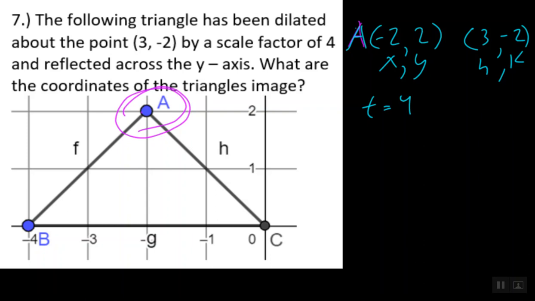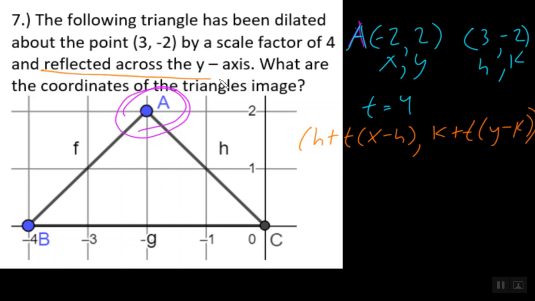Okay, now what formula do we want to use? Well, of course, we want to use our formula, which is h plus t(x minus h), comma, k plus t(y minus k). And if we plug all this in, we're going to get an image. However, you'll need to realize that that is not the final thing. So let's do this real quick.